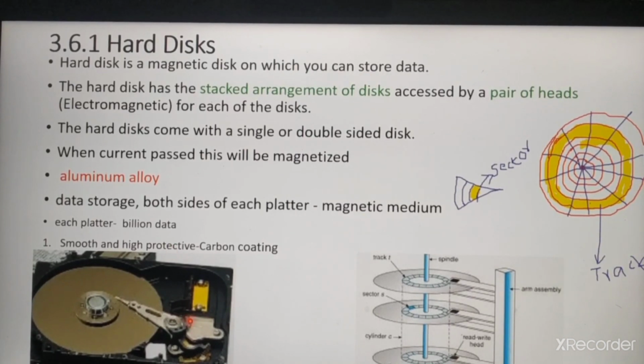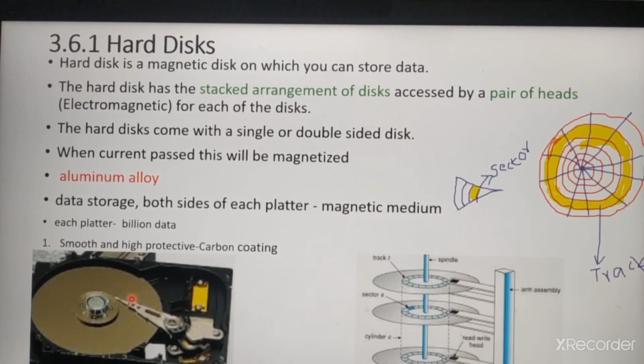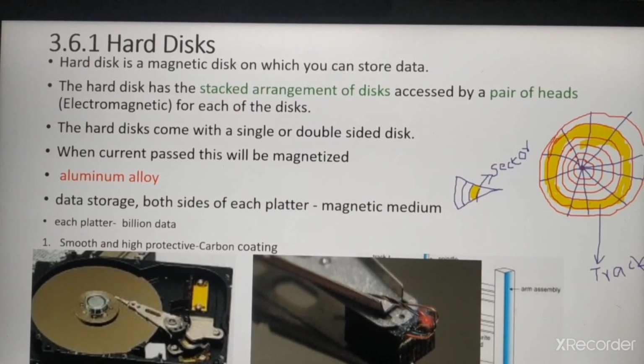Here is the image of a hard disk. A hard disk is a stacked arrangement of disks. Here more disks are arranged in this manner. Each disk is also called a platter. Each disk has a pair of heads. This image is for the head. Here we have two different types of head, one for reading the information and another for writing the information. By using the read head, we can read the information from the memory. By using the write head, we can write the information into the memory, which is also called an electromagnetic head.